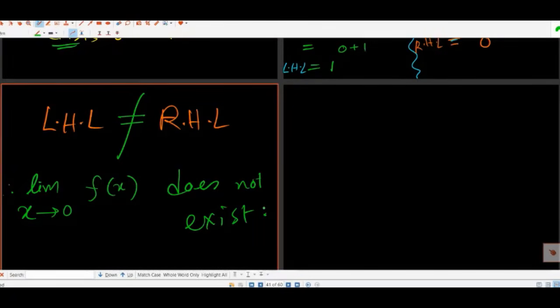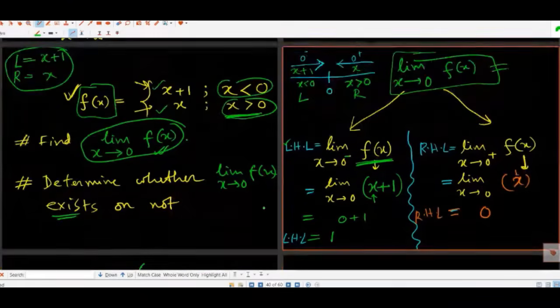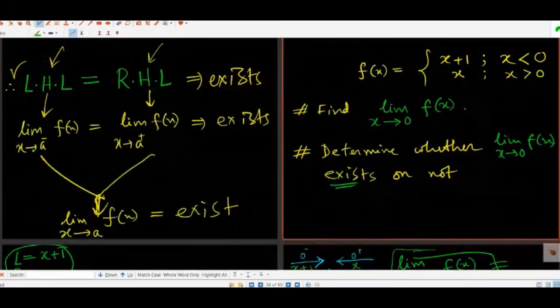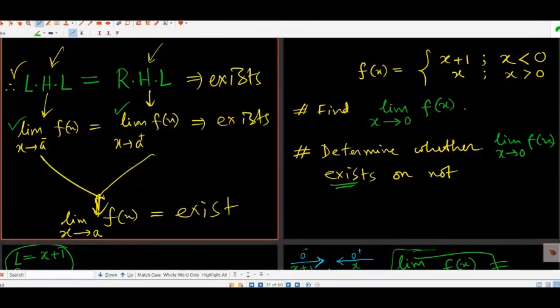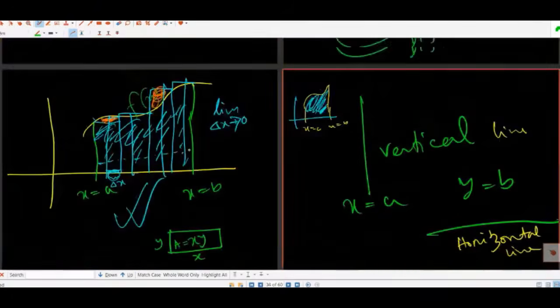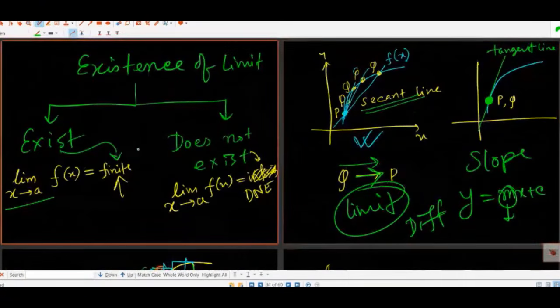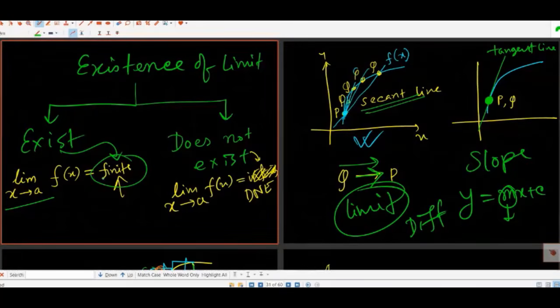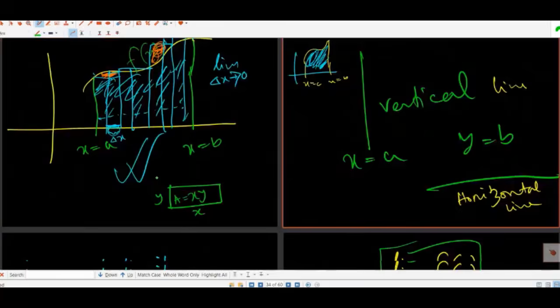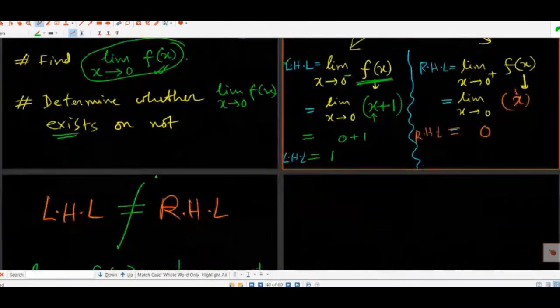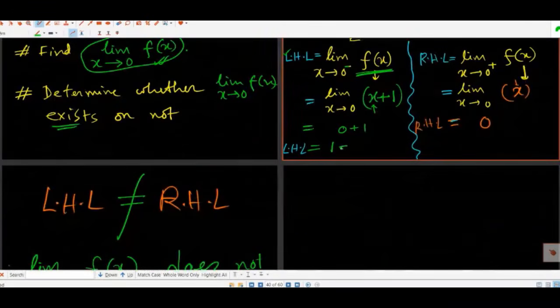So this is one example of a limit. A limit will exist only when the left hand limit and right hand limit are the same. Before this, I mentioned that a limit will exist if the limit is a finite value. You can see our left hand limit is 1. This is a finite value, so the left hand limit exists. Right hand limit is 0. It is also finite, so the right hand limit also exists. But they are not equal.